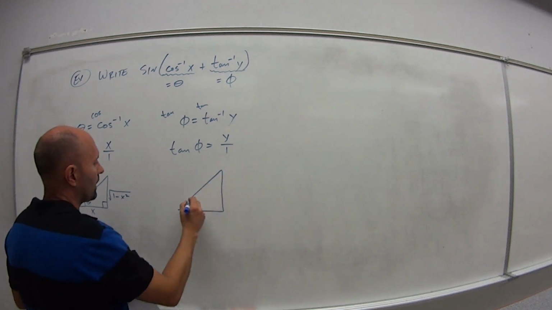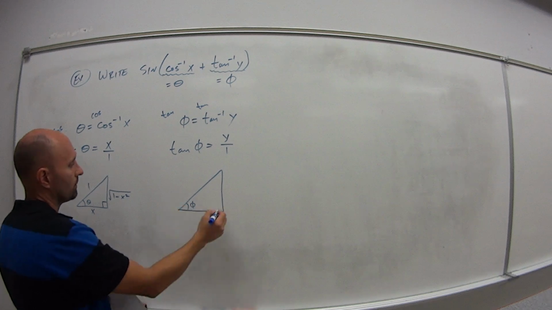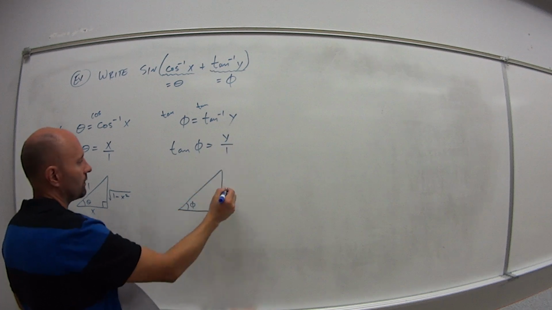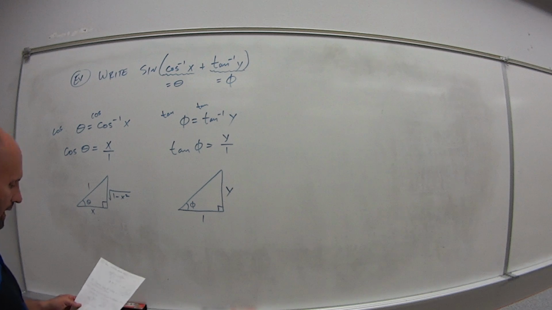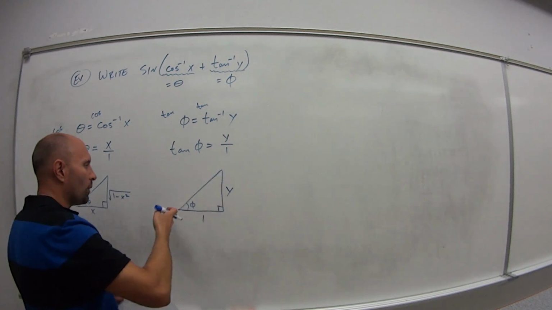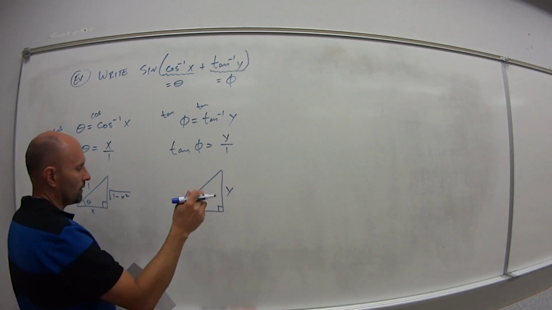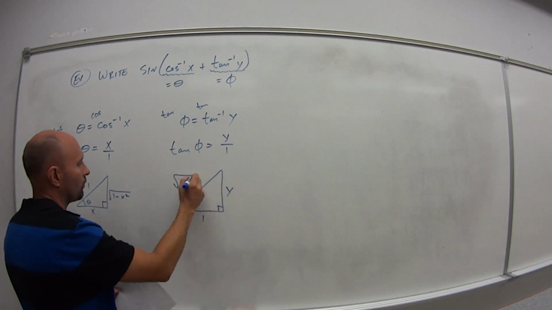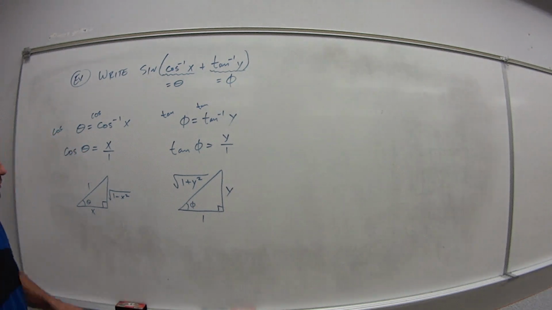Now when I build my triangle, if my phi, not theta, if my phi is down here, tangent is what? Tangent is opposite over adjacent. So y on the tall leg, 1 on the bottom leg. Again, if I want to find out the length of this hypotenuse, I need to do what? Pythagorean theorem. So 1 squared plus y squared, and then take the square root of it. So that gives me the hypotenuse is that value.